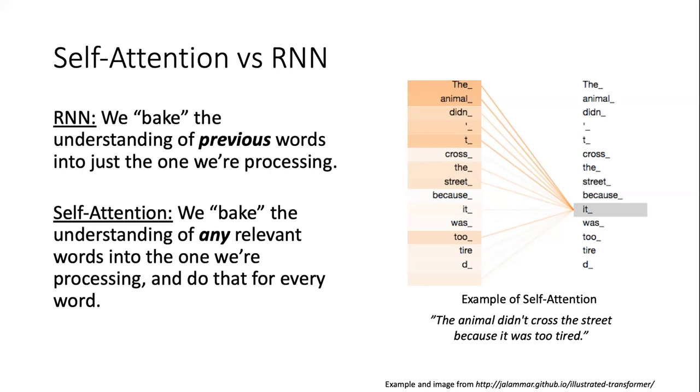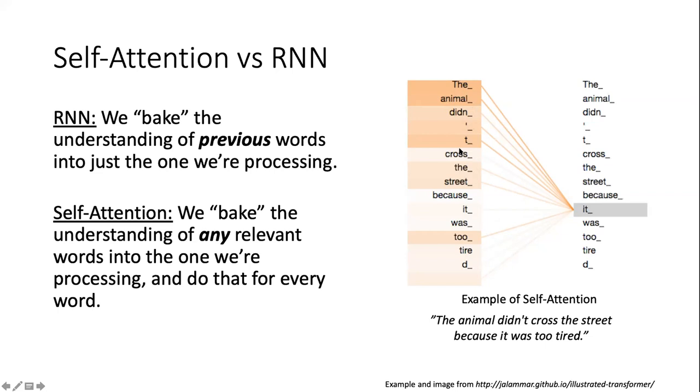Yes. So in this example, you have "it," and then you have some representation for it, and you're going to basically have representations for every word in the sentence, and then you're going to combine them in some intelligent way to form one representation for it. So it makes sense to preserve a lot of "animal" because it is identifying the animal. But how do you know that, right? That's the question. Oh, you learn that.